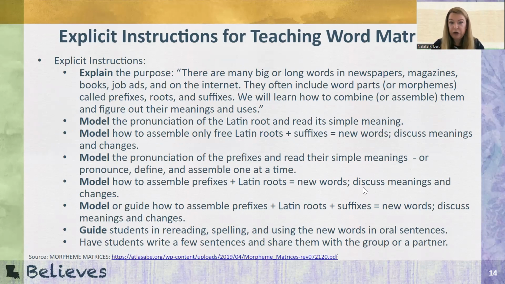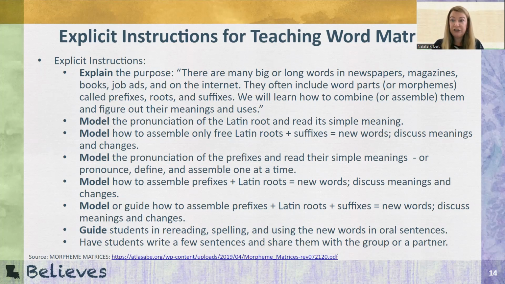The first thing you want to do is explain the purpose of not just this activity, but anytime you start an activity and you don't connect it or root it to something else, students don't know where that belongs. And so sometimes they don't anchor that in their brains and they kind of let it go. So anchor that somewhere. There are many big or long words in newspapers, magazines, books, job ads, and on the internet, guys. They often include word parts, or what we call morphemes. These are prefixes, roots, and suffixes. So today we're going to learn about how to combine or assemble them and figure out their meanings and their uses so that you can read more words on your own.